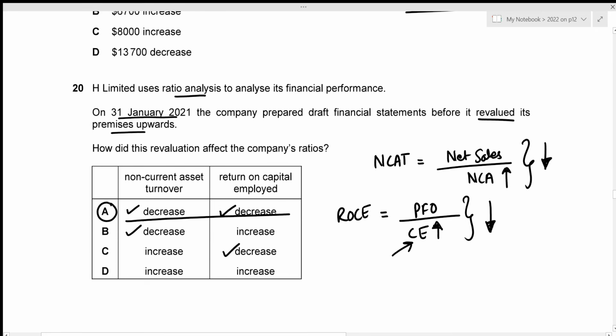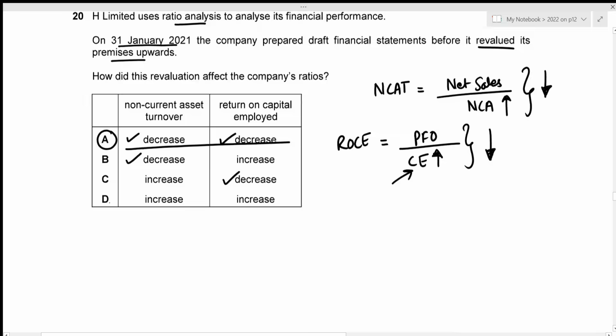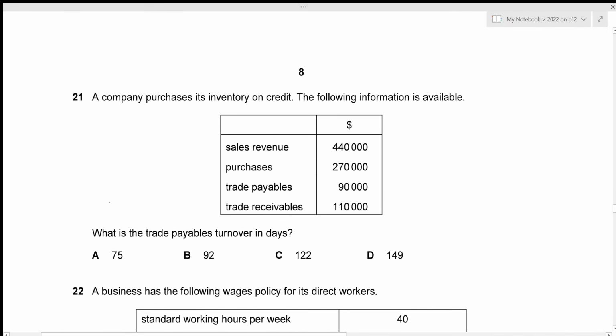This concludes question number 20. We can now move towards question number 21. A company purchases its inventory on credit, and we're given the following information. We are now asked to figure out the trade payables turnover in days. So the formula for trade payables turnover is trade payables divided by the credit purchases times the number of days. So that's 365 days.